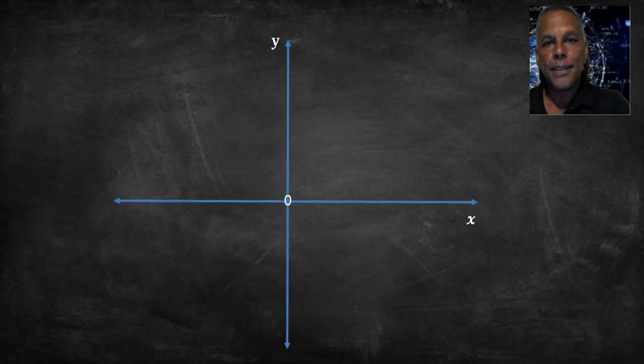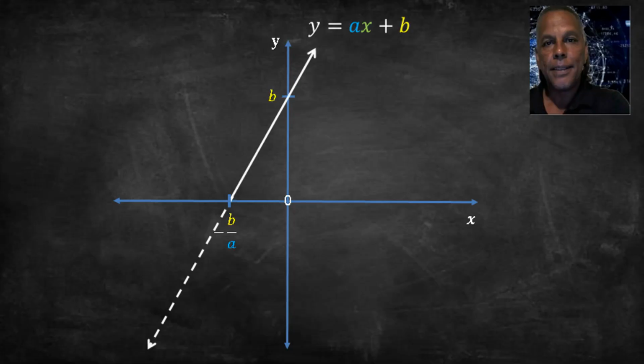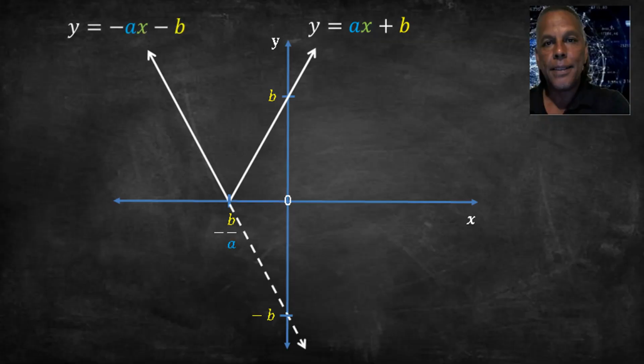So we can draw the graph of y equals the mod of ax plus b by drawing the line y equals ax plus b for x values greater than or equal to the critical value, and the line y equals negative ax minus b for x values less than the critical value. In this example, we have assumed that a and b are both positive constants. However, this doesn't have to be the case.